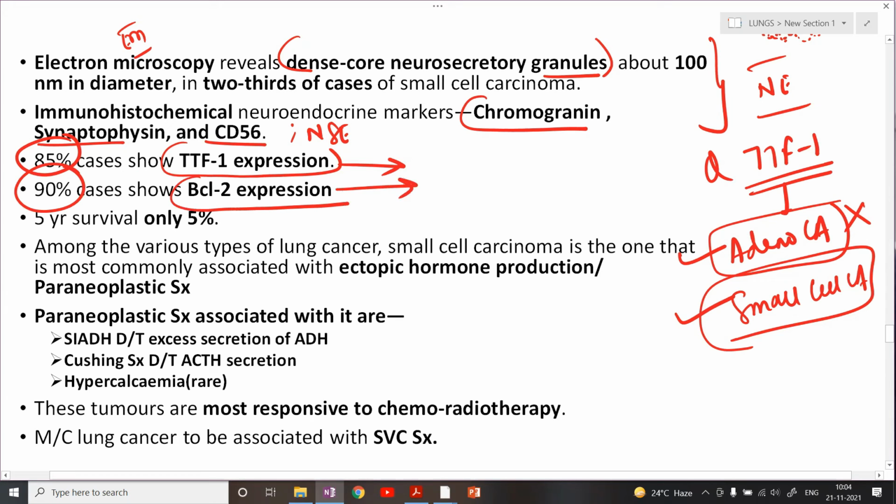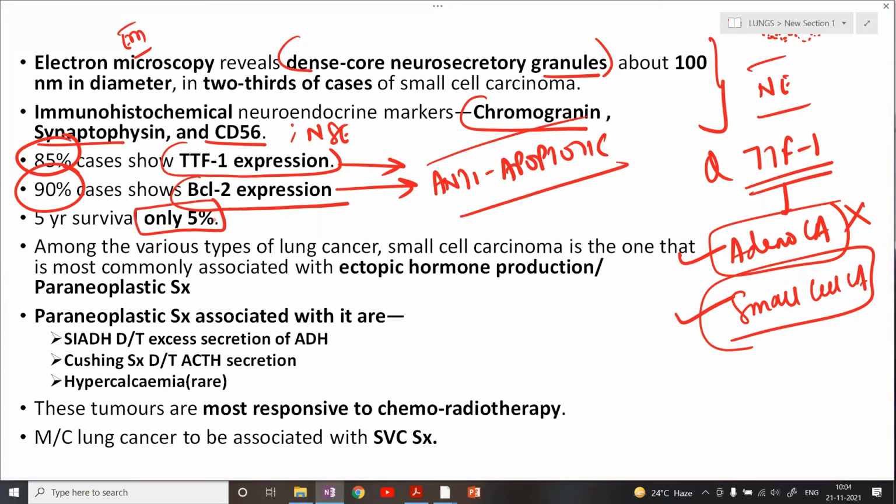With regards to markers, around 90% of cases also show BCL2 expression. Now, what is BCL2? Does anyone remember? Anti-apoptosis. Very good, this is an anti-apoptotic factor. See, look at the 5-year survival rate of this tumor. It is only 5%. So think how bad this tumor is, having the worst prognosis.